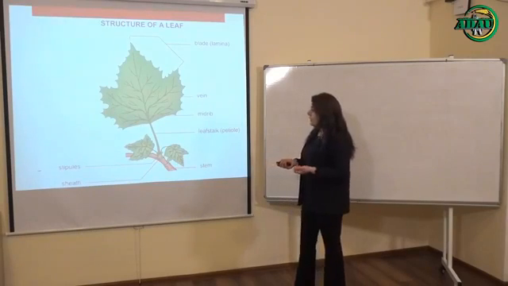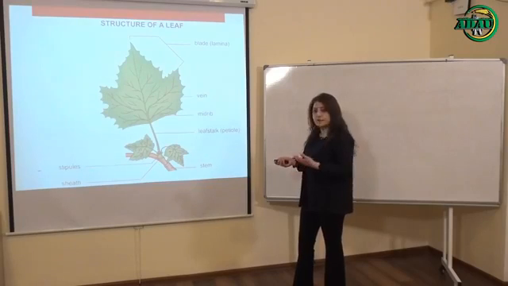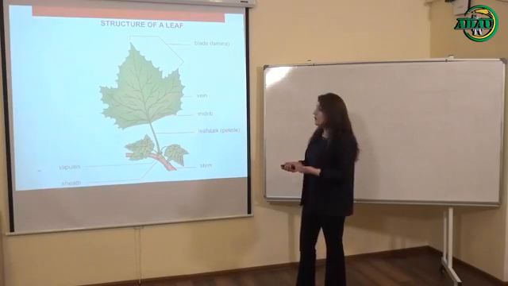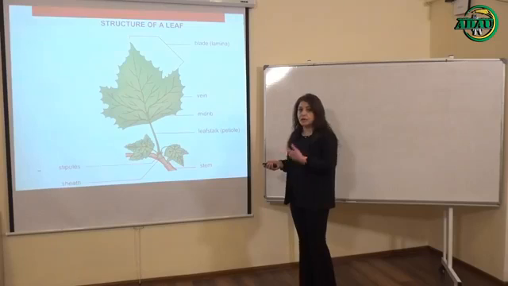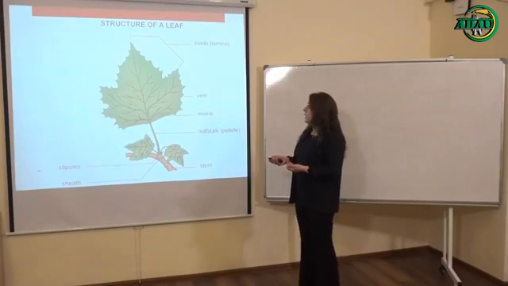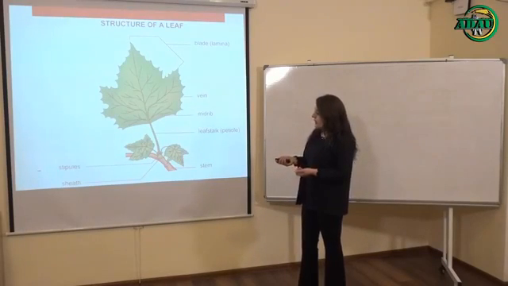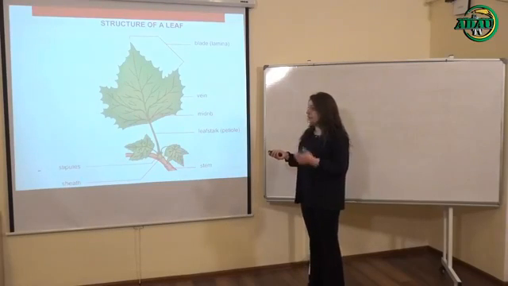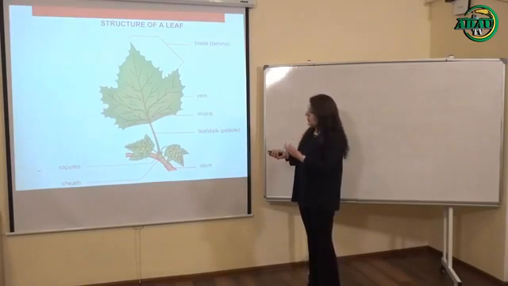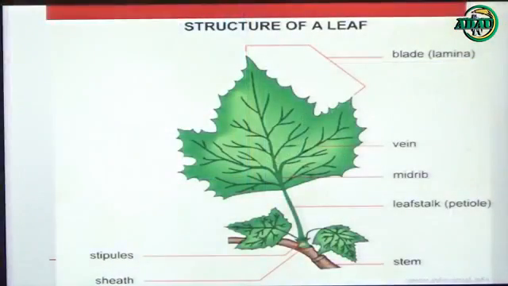In some plants, leaves lack stipules and petioles. Such leaves are called sessile leaves. A sessile leaf, which lacks the petiole, is attached to the stem directly by the leaf base.